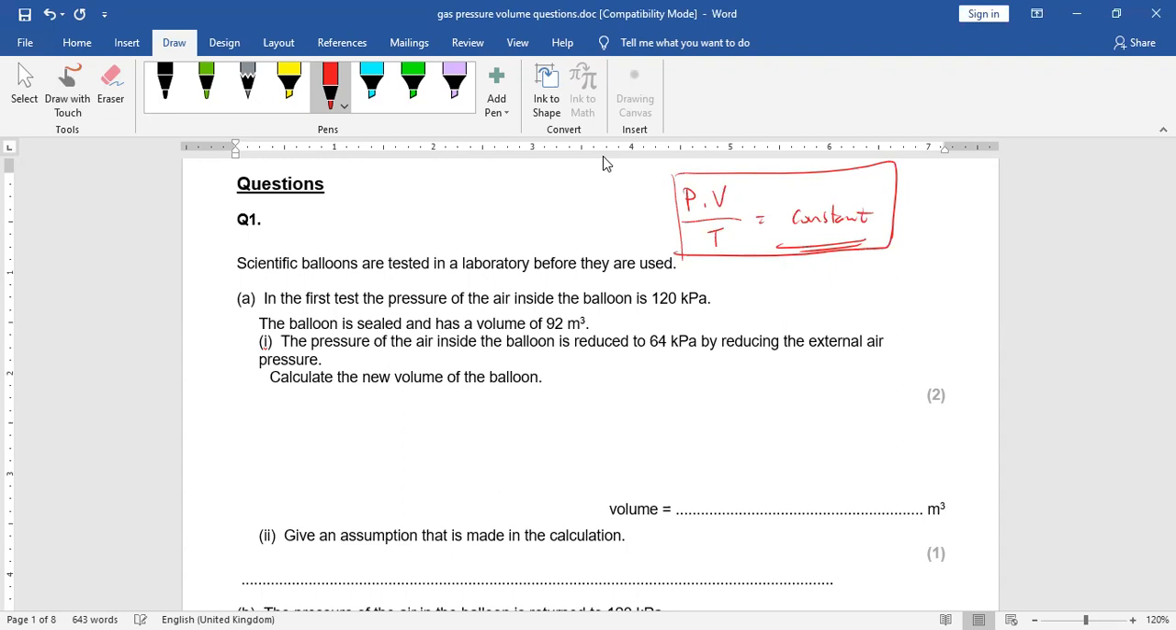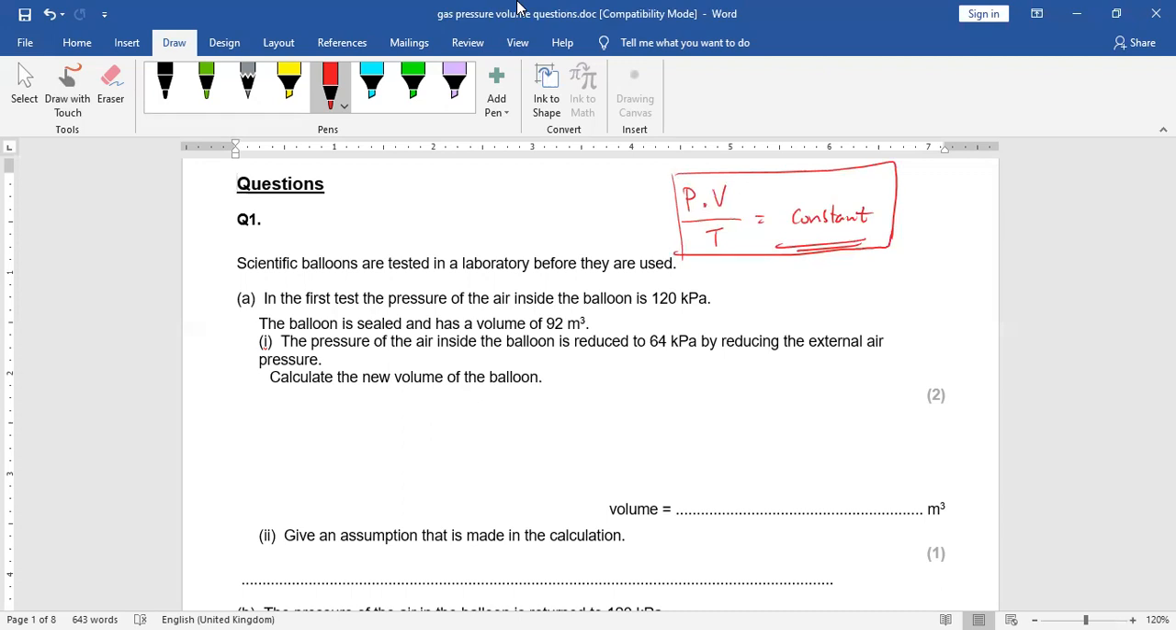So the first question. Scientific balloons are tested in a lab before they are used. In the first test, the pressure of the air inside the balloon is 120 kPa. K stands for kilopascal. The balloon is sealed and has a volume of 92 meter cube. The pressure of air inside the balloon is reduced to 64 kPa by reducing the external air pressure. Calculate the new volume of the balloon.